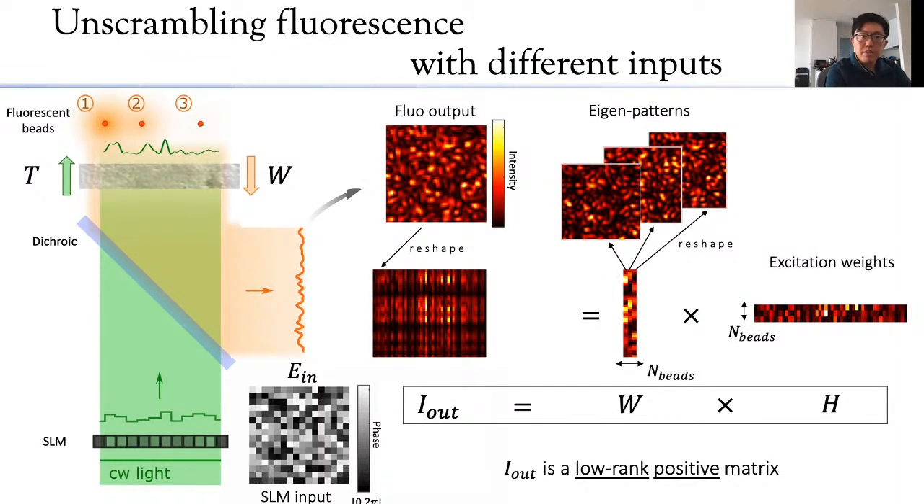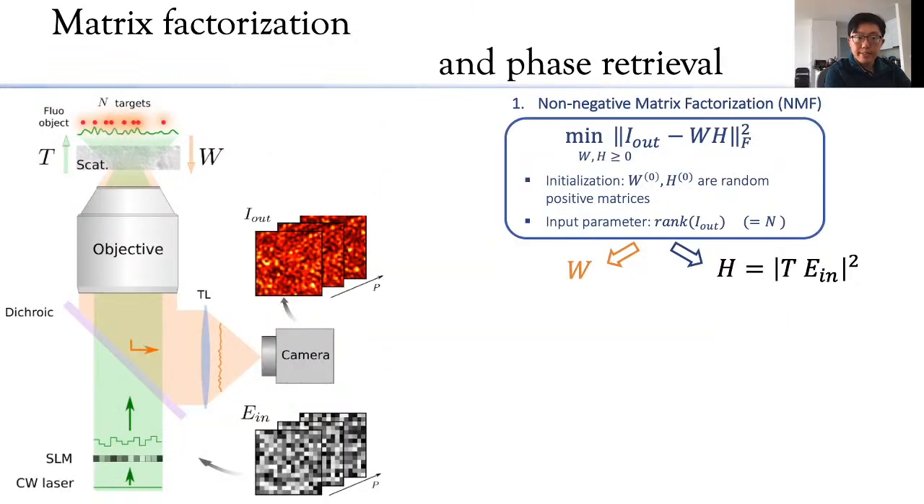Hence, if all the collected intensities are put in a large matrix, this matrix is low rank, with its rank corresponding to the number of targets. We write it as W times H, and moreover, both W and H are positive valued matrices, as they correspond to intensities. For this reason, we start our reconstruction pipeline with a non-negative matrix factorization algorithm to recover W and H from the knowledge of I.